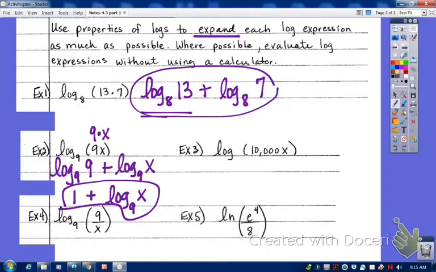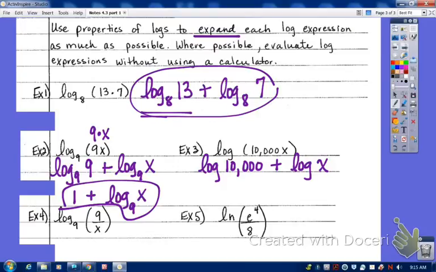Example 3 is another product. Even though it doesn't look like it, that's really 10,000 times x. So we're going to expand that out as log. I'm also realizing that I have a common log, because they've not written a base there. I know my base is 10. So log of 10,000 times x is expanded out as log of 10,000 plus log of x.